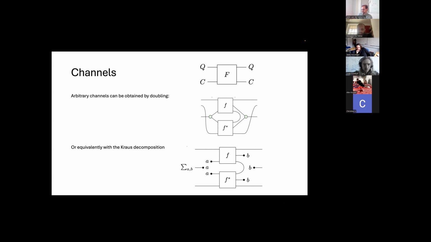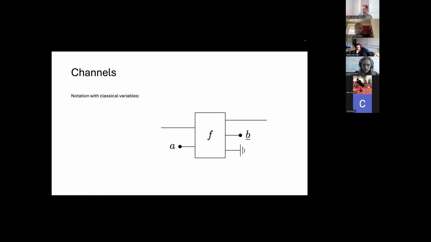So instead of this kind of big notation, we will use a simpler notation of the same thing. Here we just represent the channel by the linear map, which represents a family of linear maps indexed by A and B, which is basically the Kraus decomposition of the channel. So we extend our language with the discarding operation, which represents the environment that will be discarded.